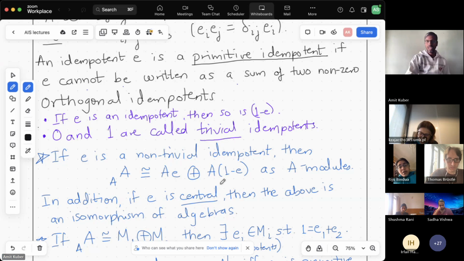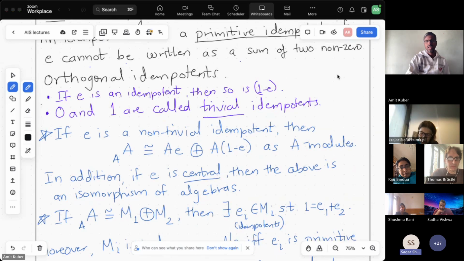I had a question. If these are central, then can we say that this would actually be a projection onto the individual components as a ring? Yes, that's why it's a direct sum. This is a direct sum as a module, but if it's central, then it would be a direct sum of rings, right? Yes, it can be a direct sum of rings.